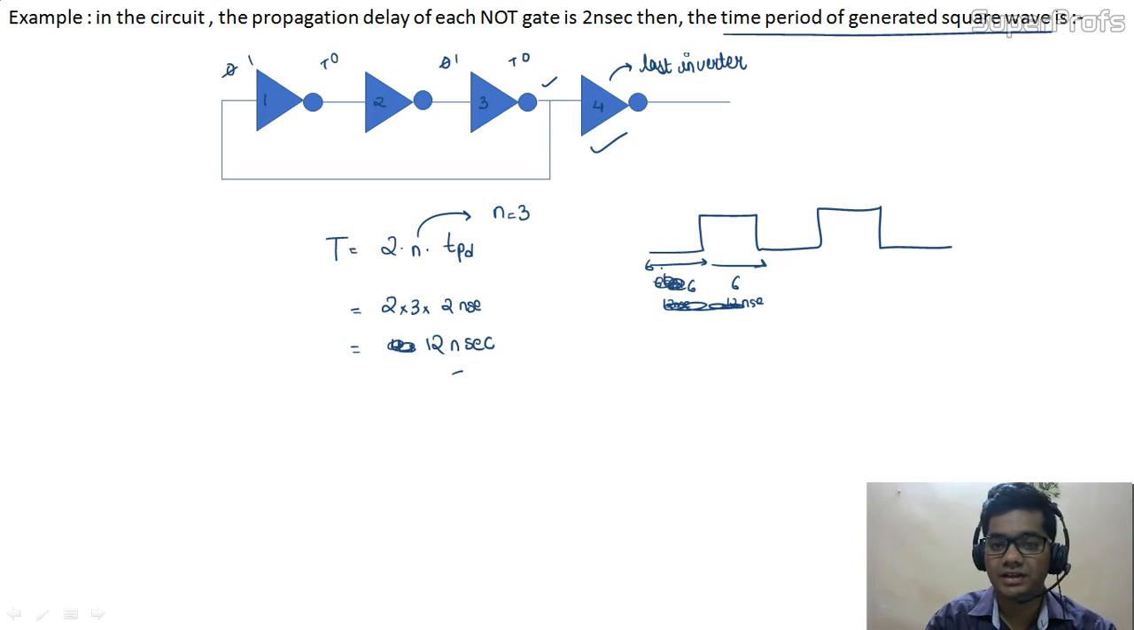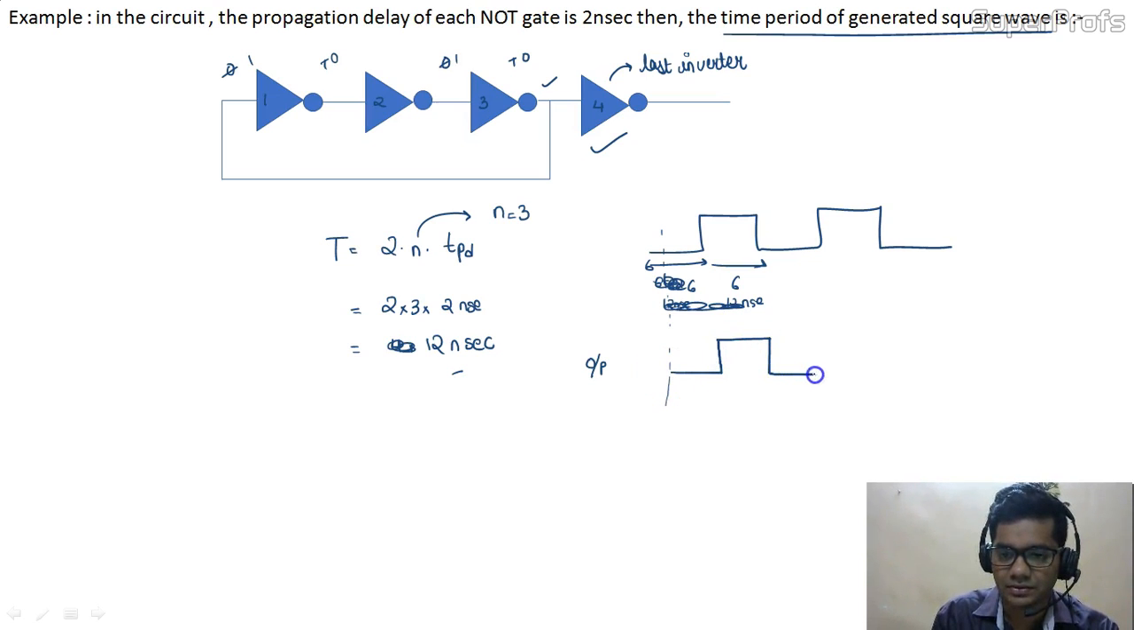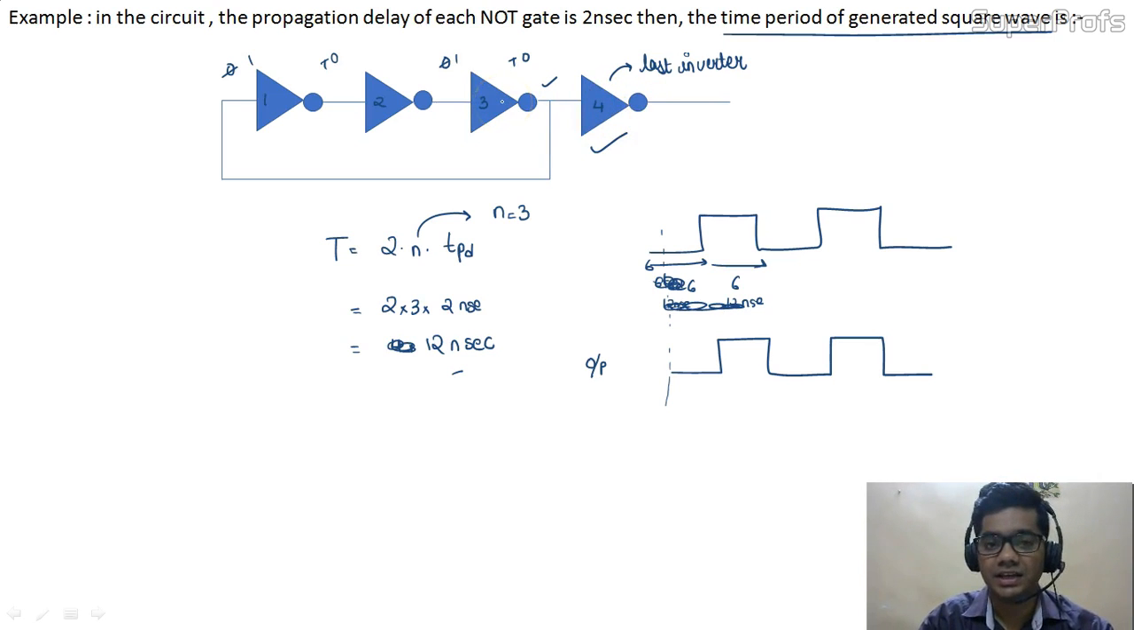Okay, so after the last inverter, what would be our output? There would be a delay of 2 nanoseconds. So if we are taking it as 2 nanoseconds, the output would be like this. This is our delay which is caused due to the 4th inverter. So the 3 inverters are used to generate the clock pulse, and the 4th inverter, students, is used to generate the delay of 2 nanoseconds in our clock pulse. So this is the answer, which is 12 nanoseconds.